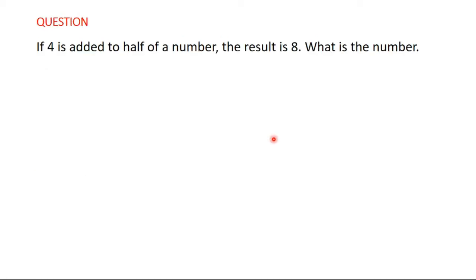If 4 is added to half of a number, the result is 8. What is the number? Now the first point said we should read the information carefully. So let's read the information again. If 4 is added to half of a number, the result is 8. What is the number? So you ask yourself, what does the question want me to find? It is clear. The question wants you to find a certain number. So the number that you want to find is the unknown quantity.